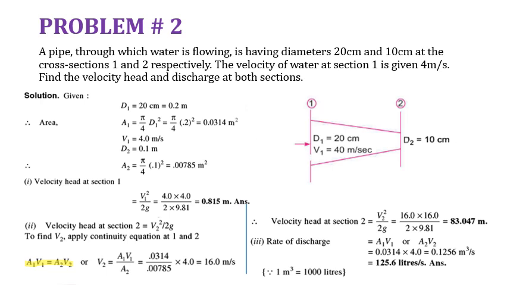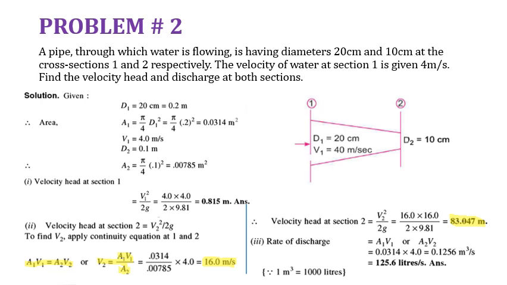And we can rearrange it for v2, and we have computed here it is equal to 16 meter per second. So now after having the velocity, we can compute the velocity head, which came out to be 83.047 meters.